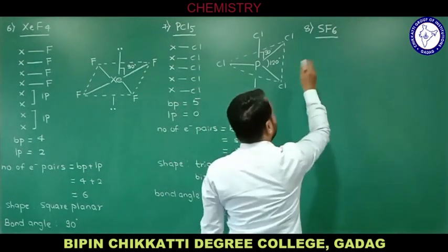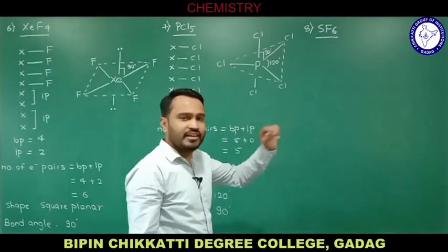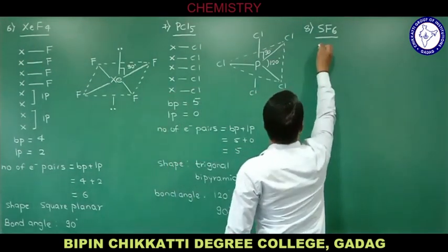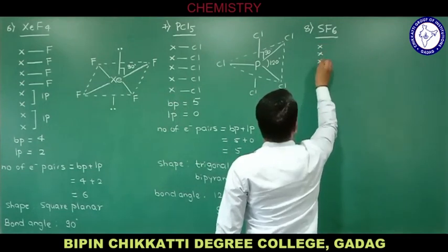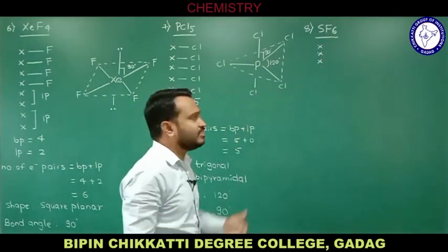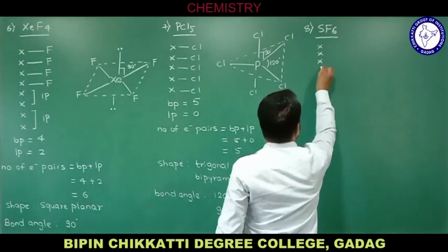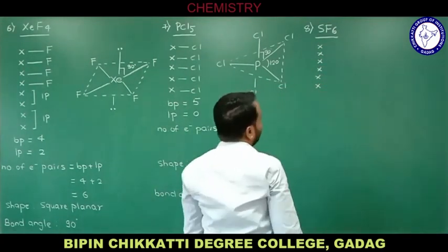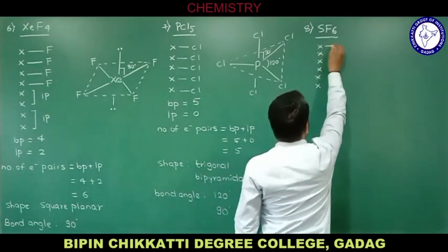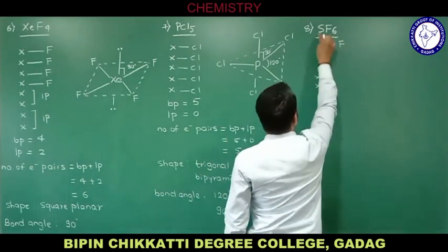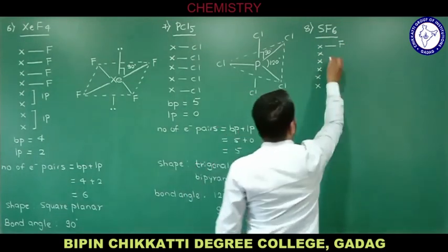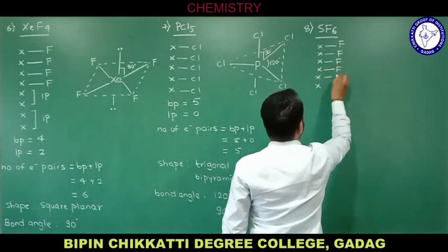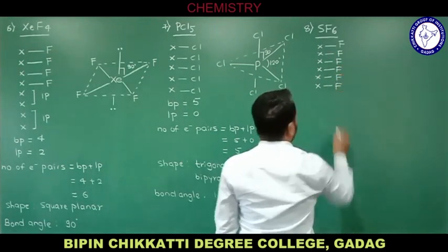SF6: sulfur has atomic number 16, and we can guess the number of valence electrons, since sulfur belongs to group number 16. So the oxygen family sulfur belongs to, therefore 6 valence electrons we have. And we have 6 fluoride ions and a mutual sharing of 1 electron of sulfur with the 1 electron of fluoride ion, therefore 6 bond pairs are going to be observed, and there is no presence of lone pair of electrons.